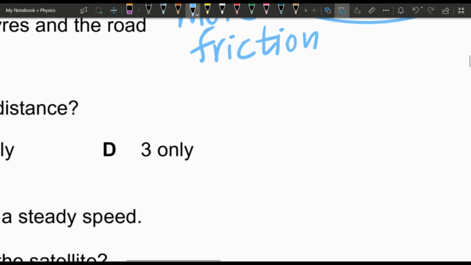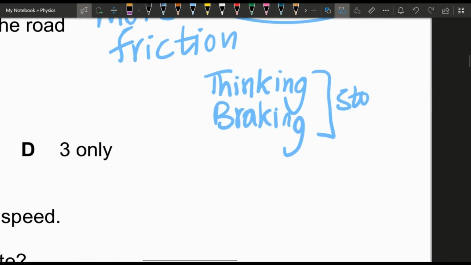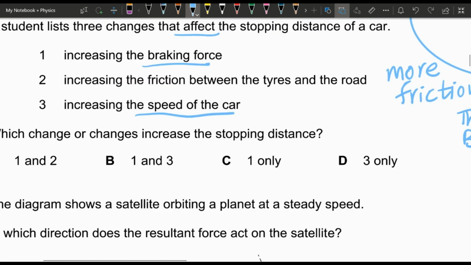So there are three types of distances: thinking distance, braking distance, and the combination of both of these is the stopping distance, right? So remember, they frequently ask questions like these, right?